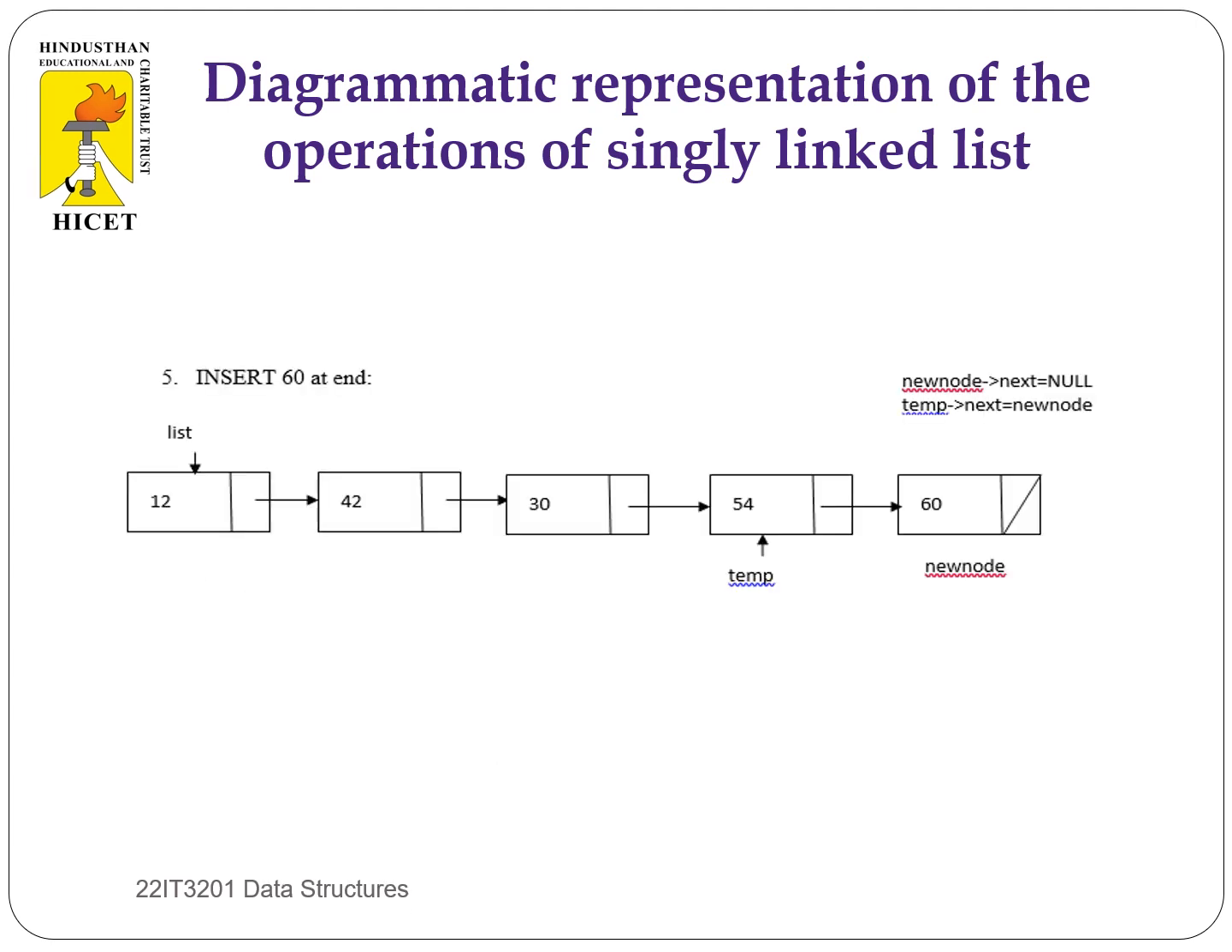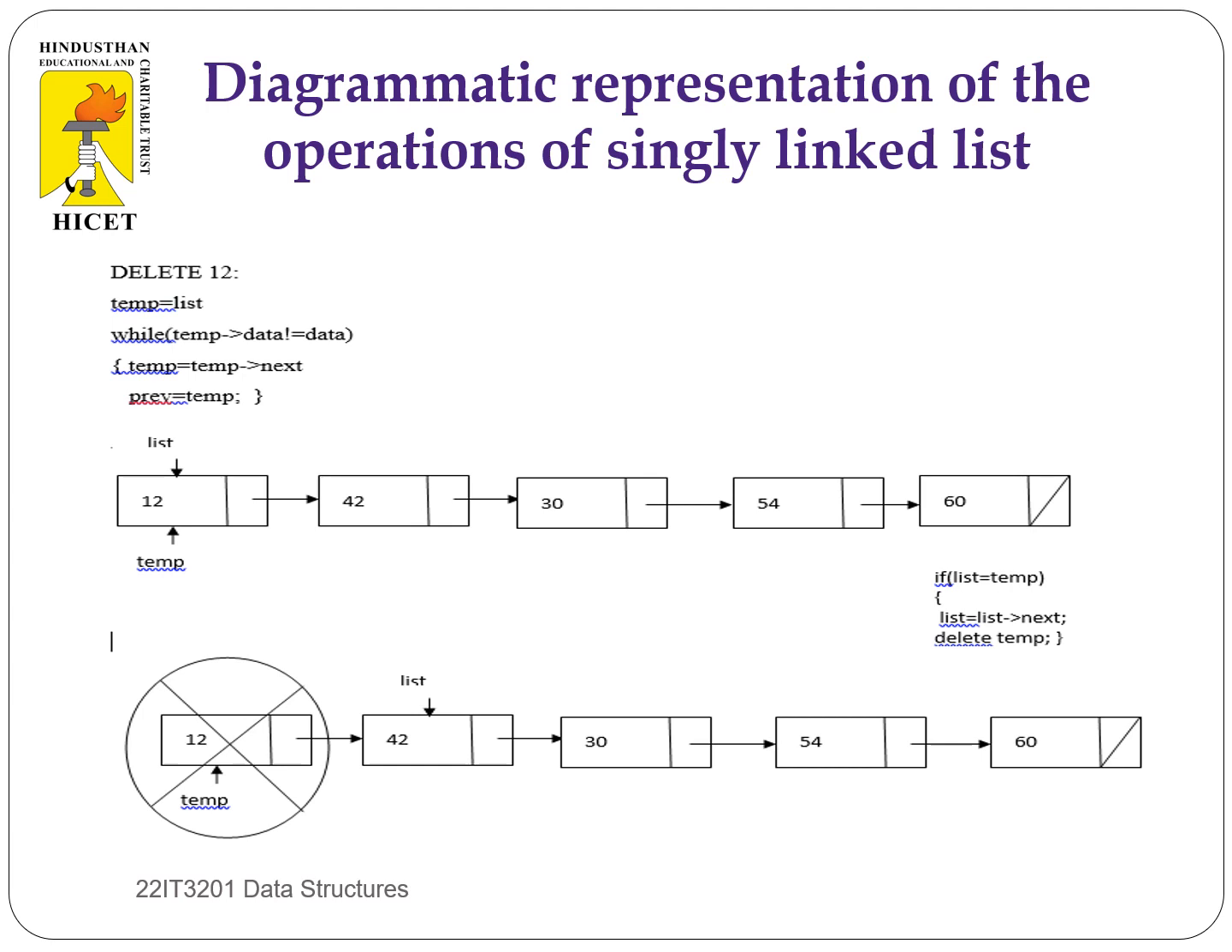Let us see another insertion at the end of the list. The element 60 can be inserted at the end of the list by traversing the list towards the end. And after that, we have to make the new node's next to be null and temp's next equal to new node. So totally we have 5 elements: 12, 42, 30, 54 followed by 60.